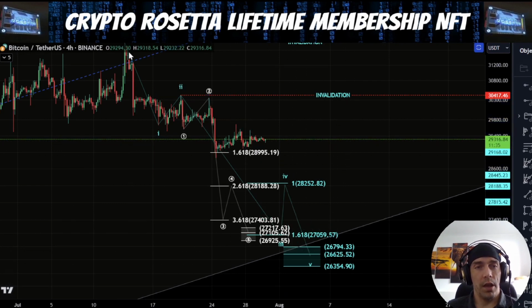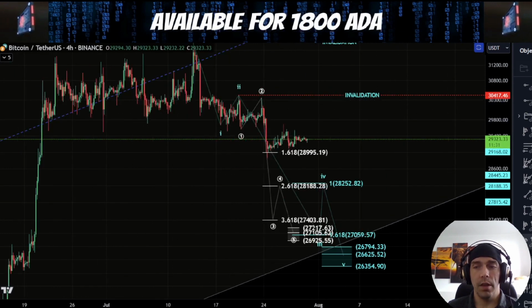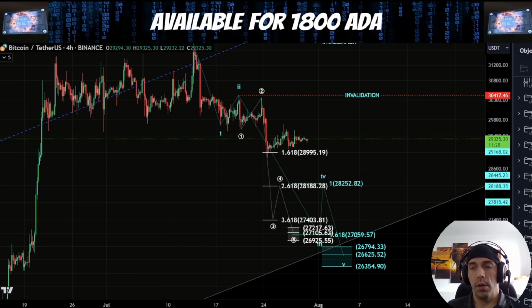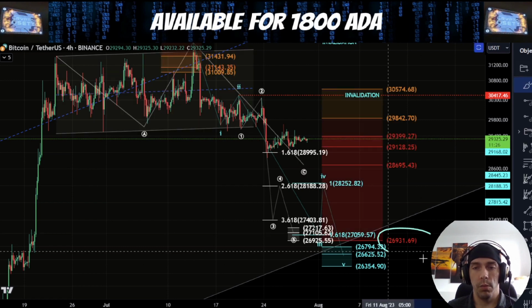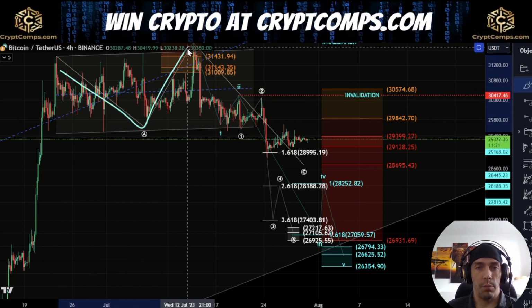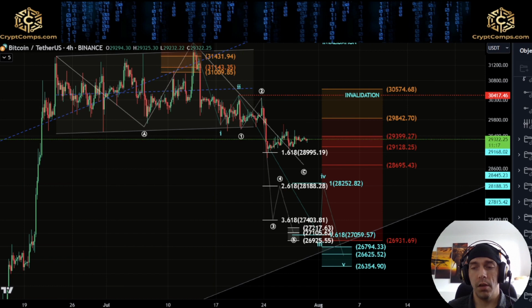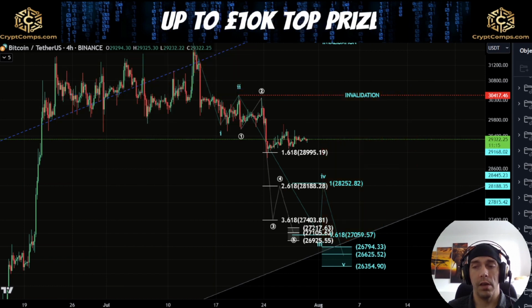So this would align more with the idea that we're getting that bigger C wave to the downside, though technically speaking, we do have that area that we could look for here as a flat, which would be this 26,931, even if this is A and B over here, and we still look at this as a Y wave. So it's not a common target, but it is a target nonetheless.